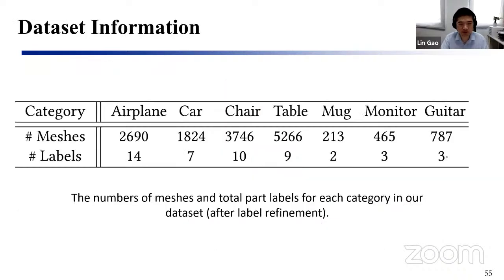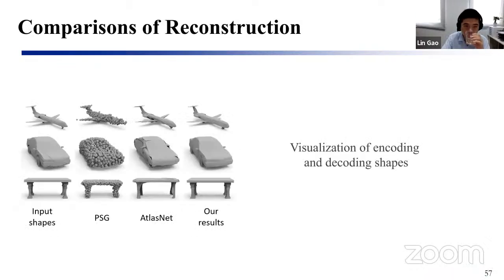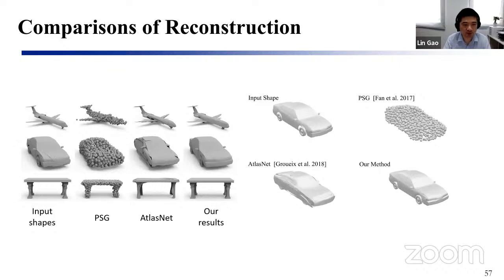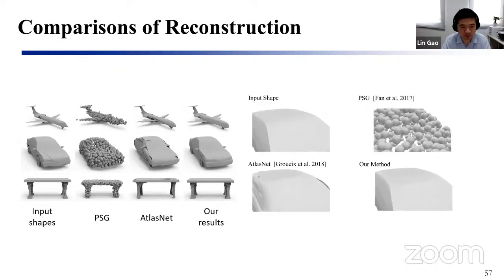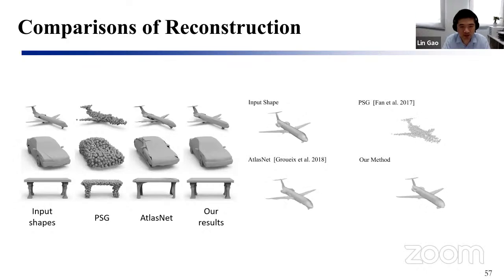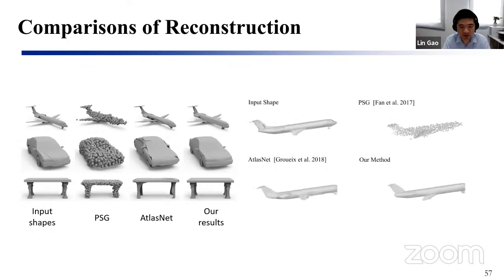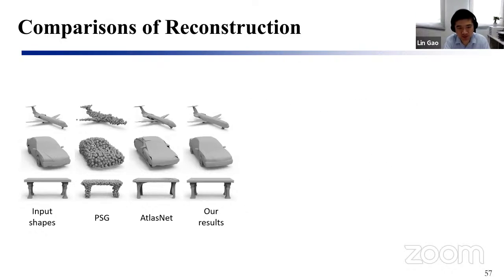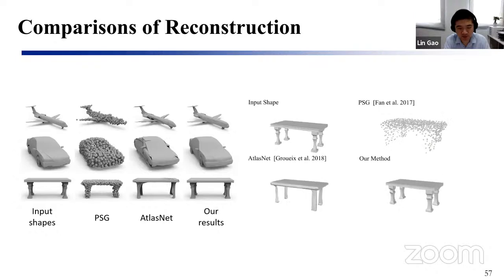So here we do this experiment on this set. Here is the result and comparison of other generative models. We can find that with this technique, we could encode the shape and decode the shape in a much finer manner. The geometry detail could be decoded much better.